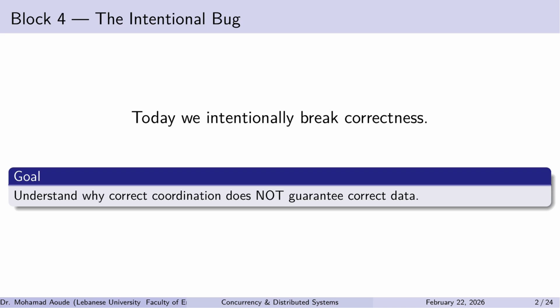We now move from coordination to correctness under contention. In part 3, we learned how join guarantees completion and visibility. Now we test a harder question. What happens when multiple threads modify the same shared state? This lecture is diagnosis. Week 3 is control.